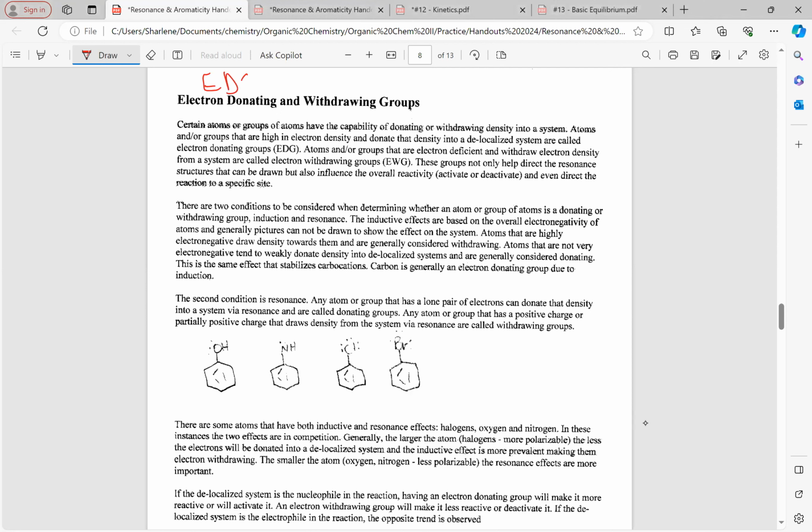So EDG versus EWG. Now, exactly as the name says, an electron donating group actually pushes electron density into the system, where an electron withdrawing group pulls that density out from the system. But the key is, can you determine which species will do which one? Because that will affect the overall reactivity.